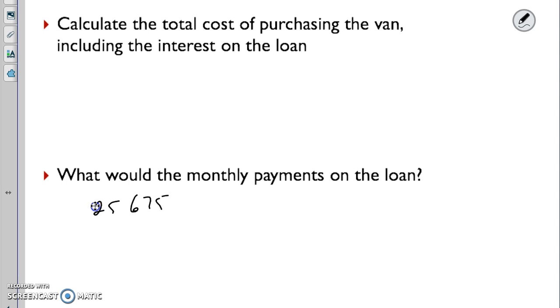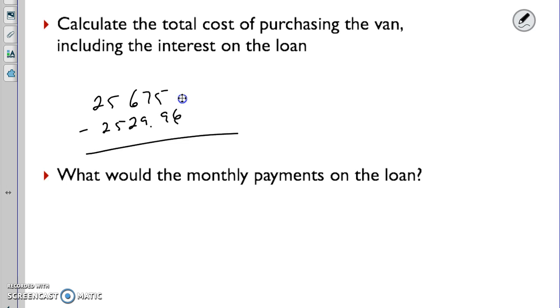Right. Okay. So I would take the 25,675, and I'm going to subtract. Oh, okay. I guess they want me to put this here. Okay, now I see what's going on. 25,675. We're going to subtract the down payment, which is 2,529.96, which is a really weird down payment. I don't know why you made me do that. 23,145.04. That is our principal.